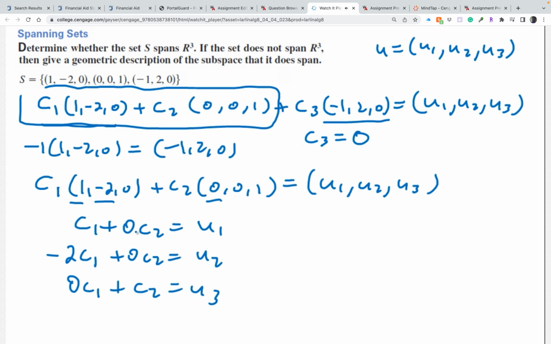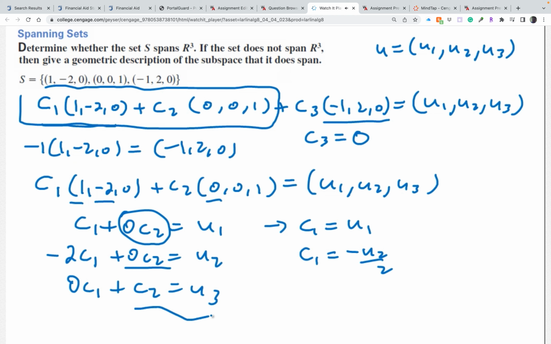So when we solve the first equation for c sub 1, we can see that here we have 0 c sub 2. We'll find that c sub 1 is equal to u sub 1. And then for the second equation, we also have 0 c sub 2. So if we divide both sides by negative 2, we'll find that c sub 1 will be equal to negative u sub 2 over 2. And from the third equation, we'll see that c sub 2 will be equal to u sub 3.